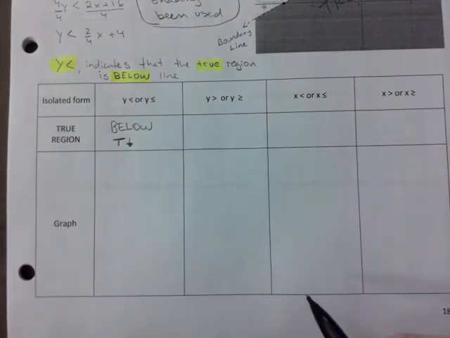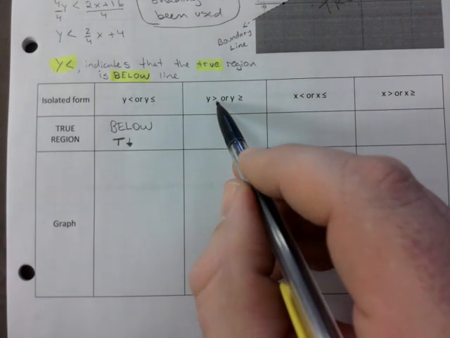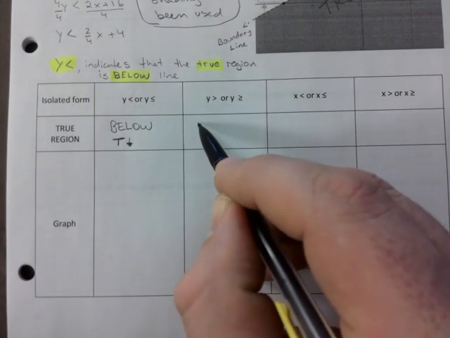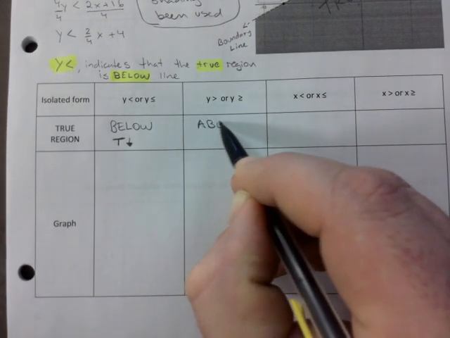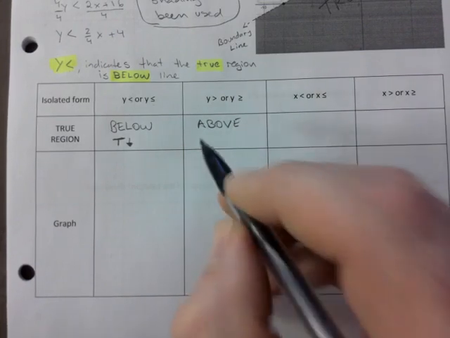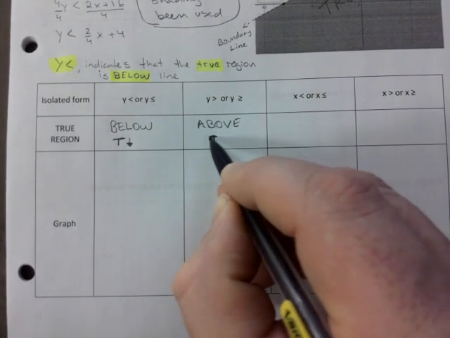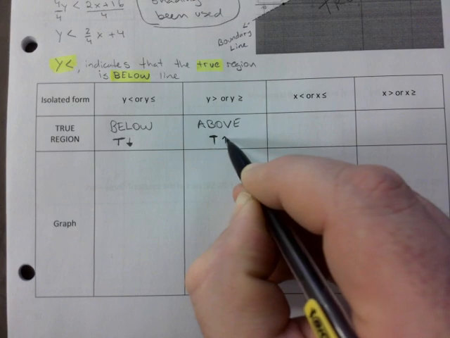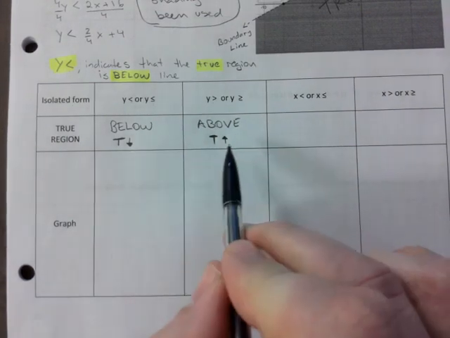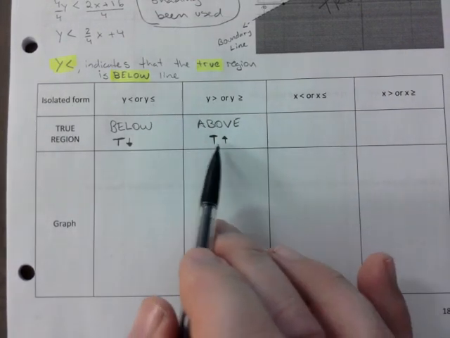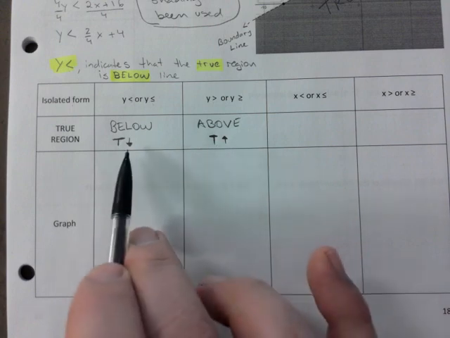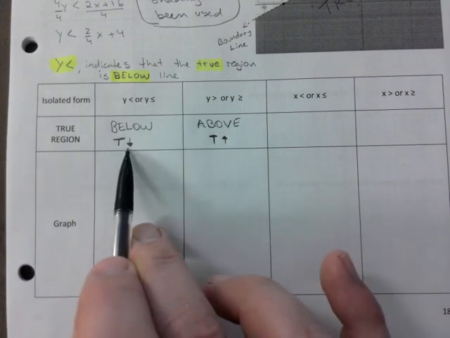And if it's y is greater than or equal to, it's above. We shade the true region is above. So true is above. This is the shortcut I'm going to use when I'm gathering my information and I want to know where to put the true region. I will use this.